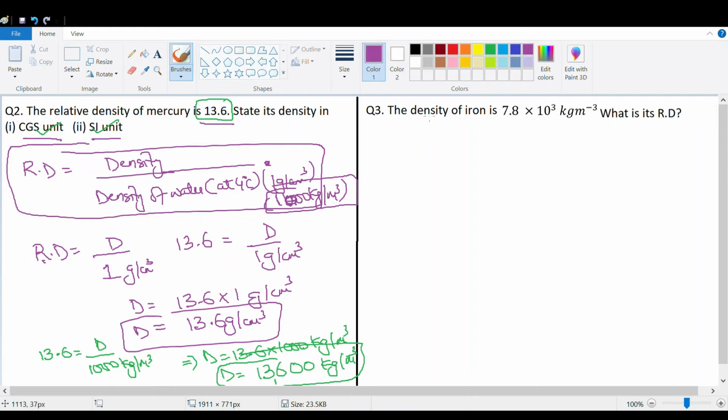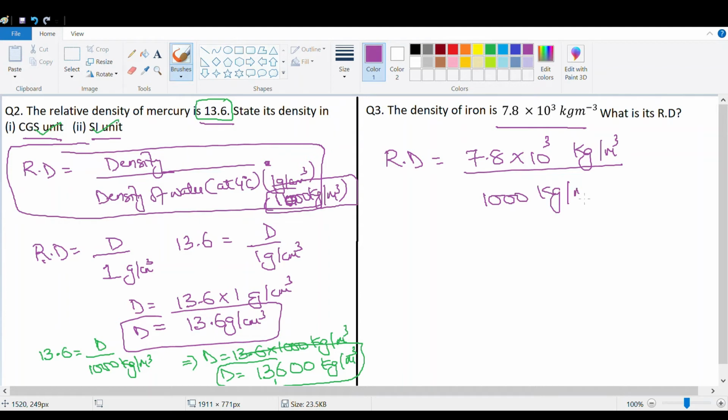The density of iron is 7.8 into 10 to the power 3 kilogram per meter cube. What is the RD? So relative density is equal to 7.8 into 10 to the power 3 kilogram per meter cube divided by density of water, which is 1000 kilogram per meter cube. 1000 and 1000 gets cancelled. Therefore, RD is equal to 7.8. Done. Let's look at the next question.